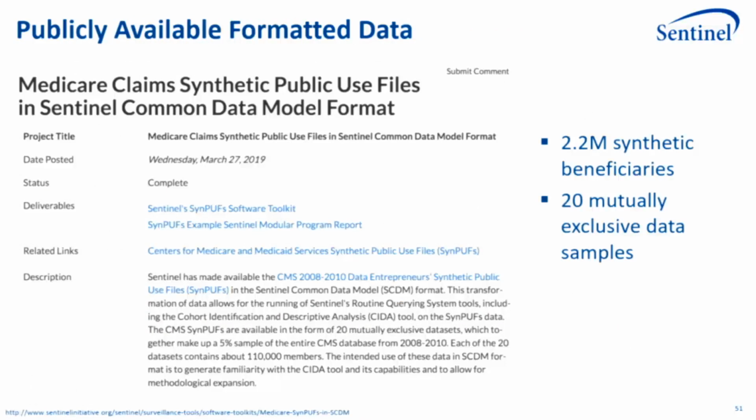So this is the link to that publicly available formatted data. In order for the data sets to actually fit, CMS went through and they made 20 different ones. Those 20 different sets are mutually exclusive. We have transformed each of those 20 sets, and we have run our quality assurance program against that formatted data and ensured that it all passed. When you add those 20 sets together, you end up with a total data set of 2.2 million synthetic beneficiaries.